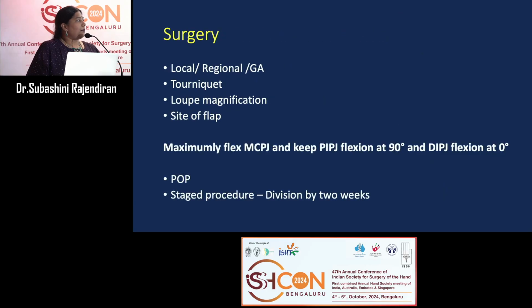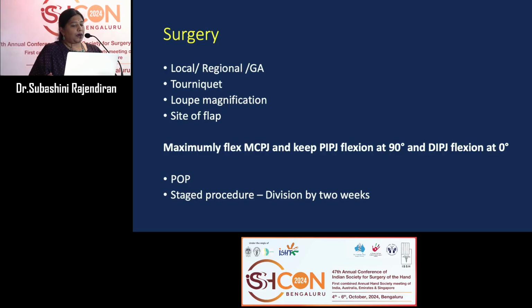The surgery can be performed under local, regional, or general anesthesia. When performed under local, the patient doesn't even need hospitalization and can be sent on an OPD basis. Tourniquet is a must. Finger tourniquet and local anesthesia to the thenar region can also be done. Loupe magnification is needed. The flap is taken either at the height of the thenar prominence or close to the MCP region based on the lie of the defect.